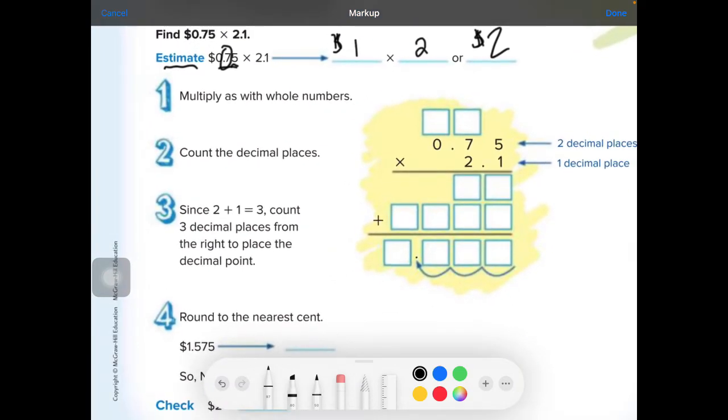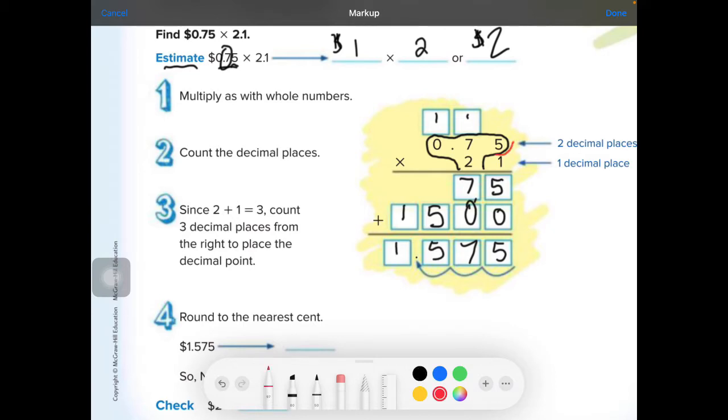Now we multiply with whole numbers. So they want you to ignore the decimals for a minute and just look at this as a multiplication problem. And we can do that. 1 times 5 is 5. 1 times 7 is 7. Now we're going to do the turtle head method. So we put a placeholder 0 here. 2 times 5 is 10. 2 times 7 is 14, plus 1 is 15. And then 2 times 0 is 0. Then we just drop down the 1. Now we add our columns down. We have 5, 7, 5, 1.